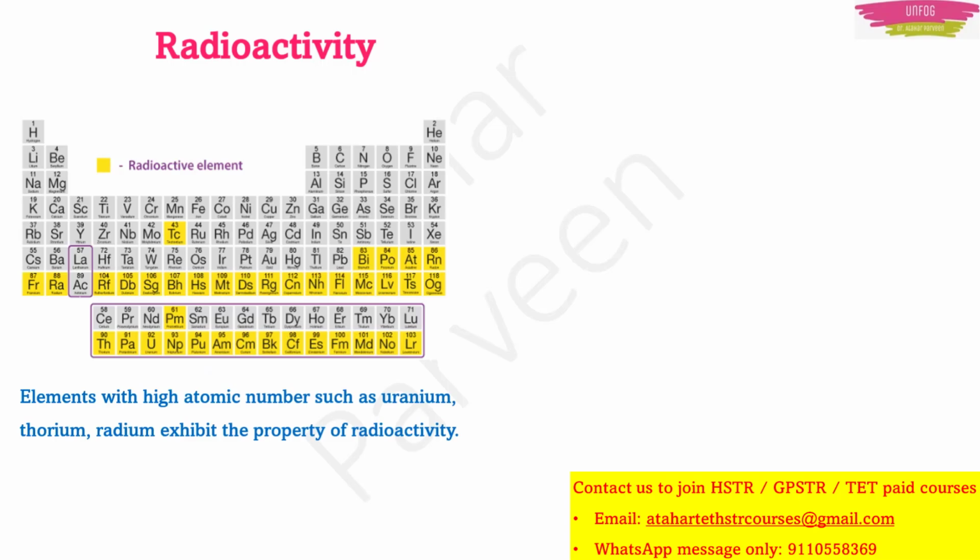Now let's talk about a few elements which are radioactive. I have put the periodic table diagram here. Here you can see that the yellow color elements are all radioactive. Basically elements with high atomic number such as uranium, thorium, radium all exhibit the property of radioactivity. But among all of them, polonium is highly radioactive. Okay, polonium. Now I will address the question of why some elements are radioactive or unstable. Basically, why is radioactivity happening in some substances? It is not happening in all substances, right? But it is happening in a few substances. But why is it happening?